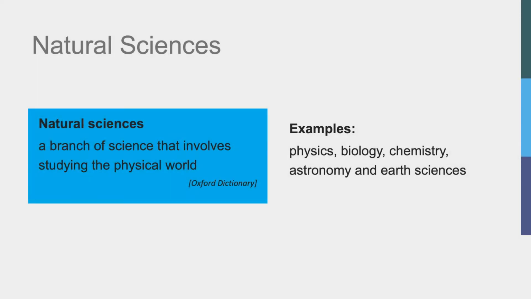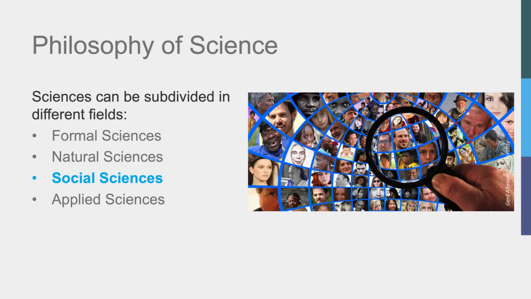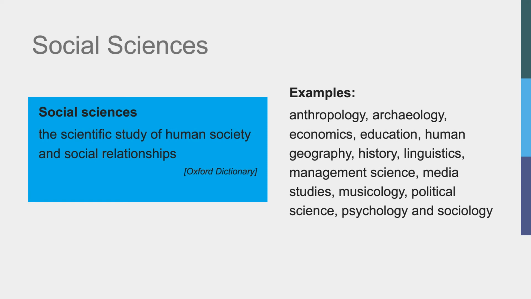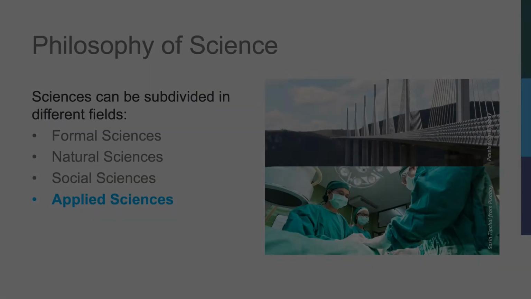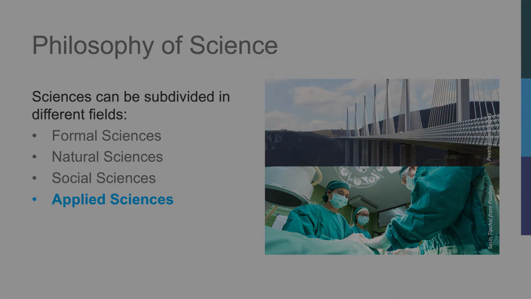The next field is that of the natural sciences, such as physics and astronomy. Natural sciences are a branch of science that involves studying the physical world and also include biology, chemistry and the earth sciences. The third branch are the social sciences, such as sociology. This branch studies human society and social relationships and encompasses many fields, from anthropology to linguistics and from political science to musicology.